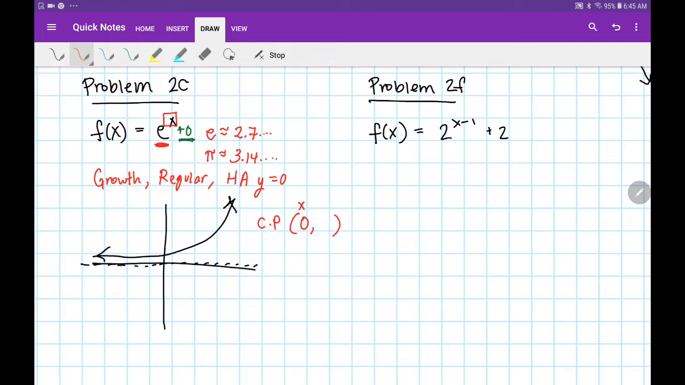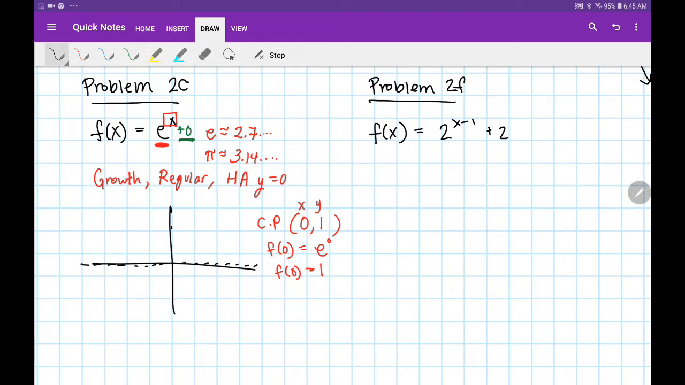Now I just need to plug it in and see what y is. So when I take f of 0, I'll have e to the 0. And anything to the 0 power gives us 1. So when x is 0, my y value is 1. There I have my critical point, 0, 1, and I have my curve. So you can be very, very precise with this by finding just one point. Let's go to 0, 1, draw a point, and we'll do our growth regular right through it.